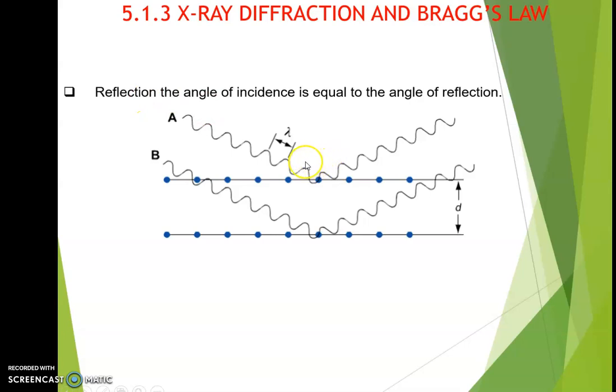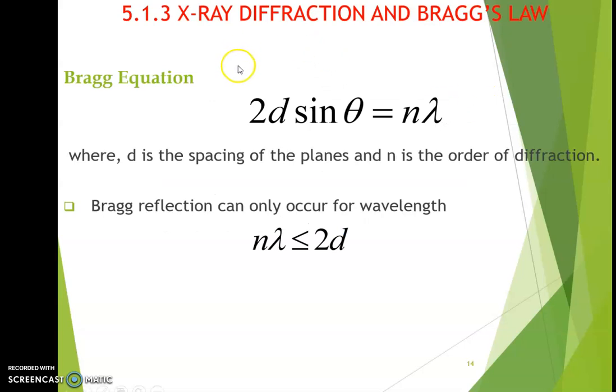From the pictures, we can see the reflection: the angle of incidence is equal to the angle of reflection, which is the same as the characteristic of light. The Bragg equation is 2d sin theta equals n lambda, where d is the spacing of the plane and n is the order of the diffraction. Bragg reflection can only occur for wavelength n lambda less than 2d, where d is the spacing of the plane.